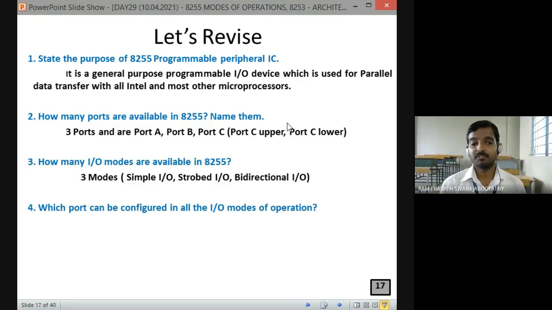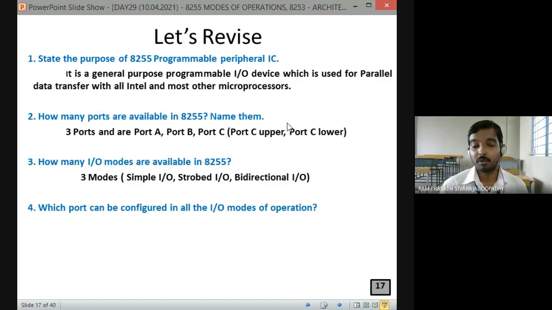Which port can be configured in any of the modes? Yes. What about your answer? See, we are asking which port, not asking about the mode. Which port can be configured in any IO mode? Whether it is port 0, Danya? Port A, very good, port A. Not port C, Danya, kindly correct it. Port A can be operated in mode 0, mode 1, mode 2.